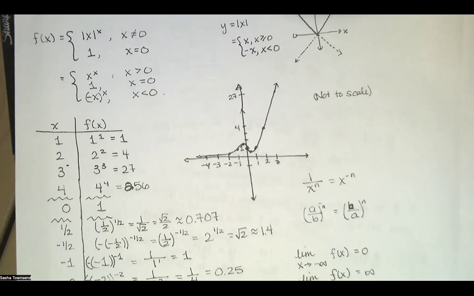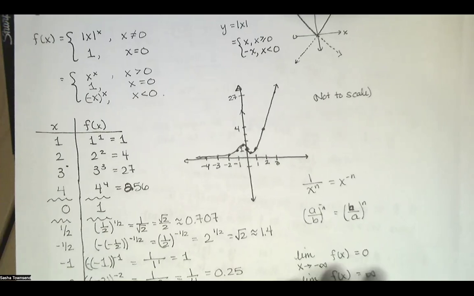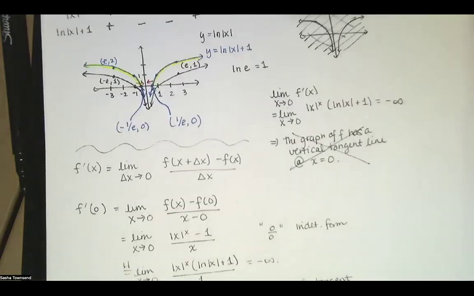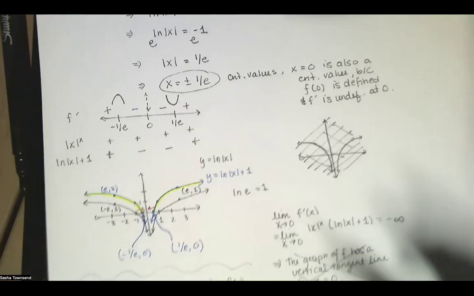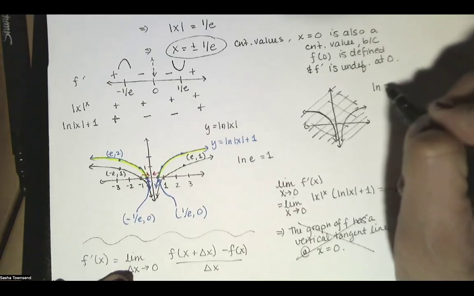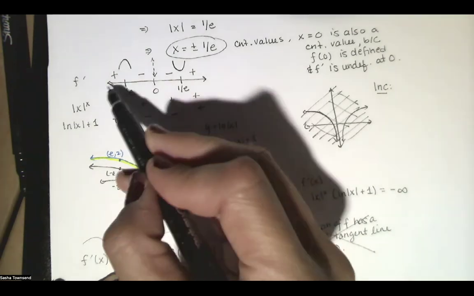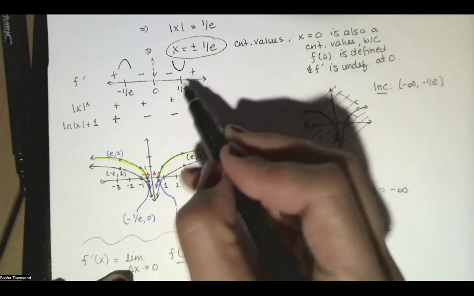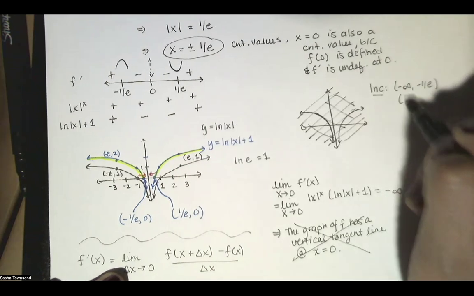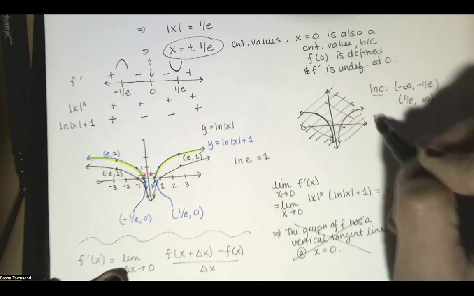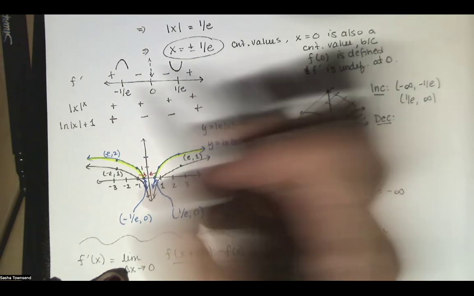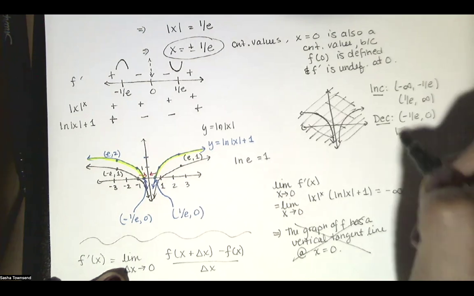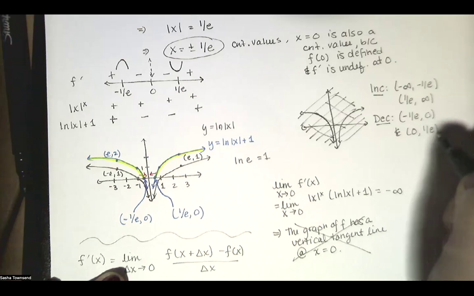All right, so roughly. And let's write down the intervals where the function is increasing and decreasing. From our sign chart, we can see that the function is increasing on negative infinity to negative 1 over e, and increasing on 1 over e to infinity. And it's decreasing on negative 1 over e to 0, and decreasing again on 0 to 1 over e.